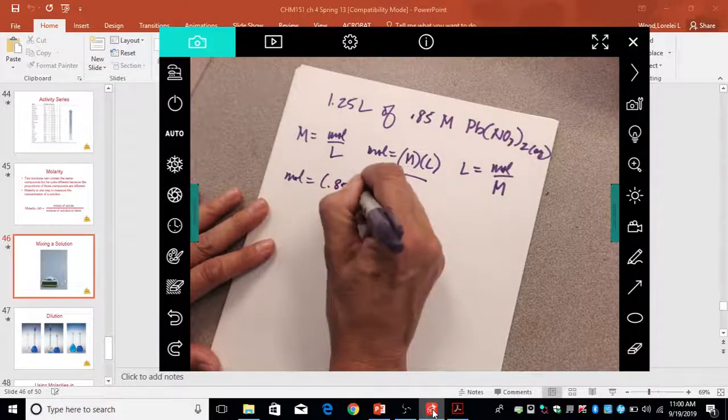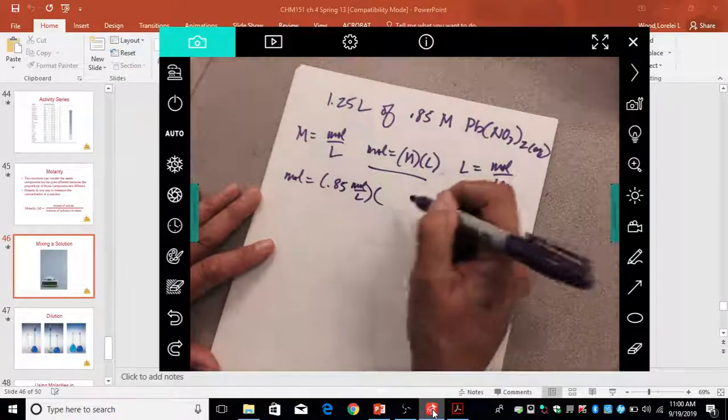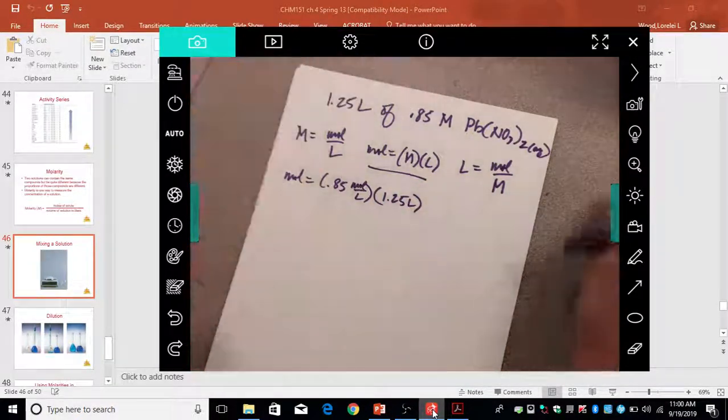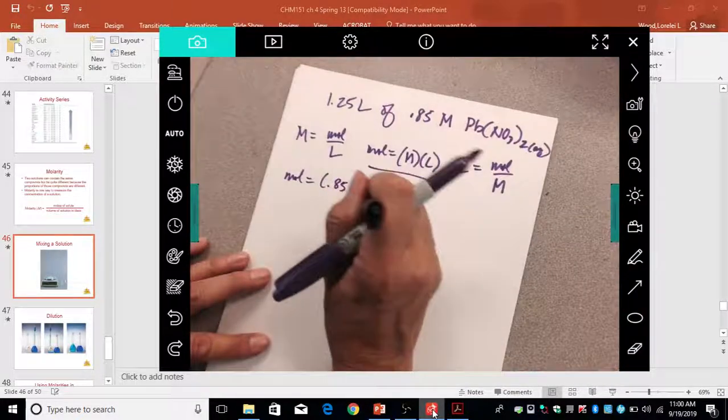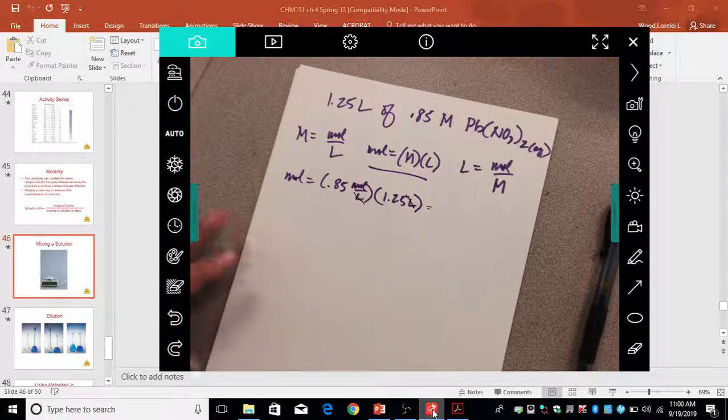0.85 molar, which is moles per liter. And the volume is what? 1.25 liters. So now when I multiply these together, what cancels out? The liters. So you can see how the algebra of that one works. Somebody with a calculator, what's 0.85 times 1.25?